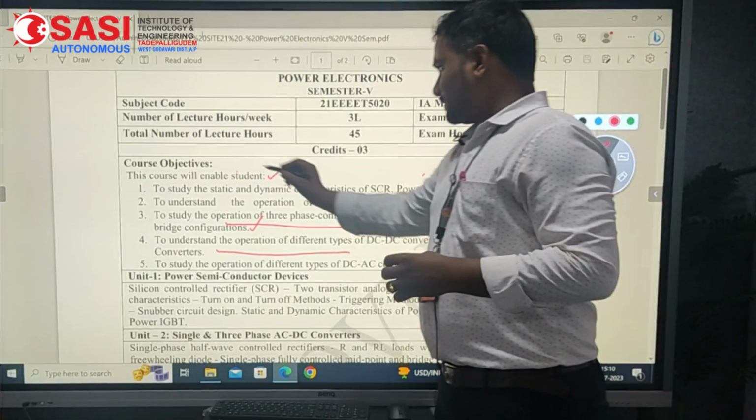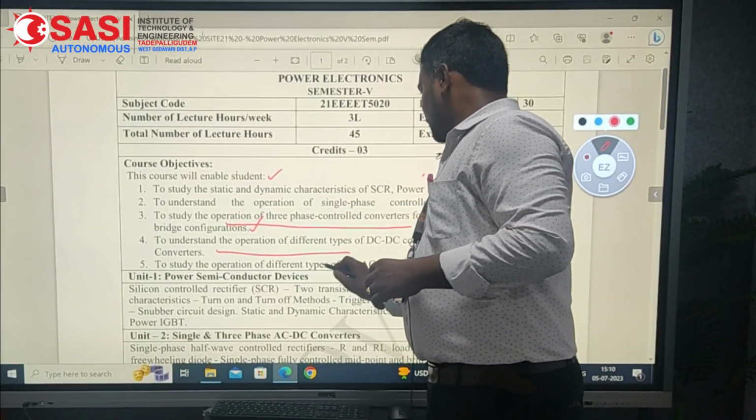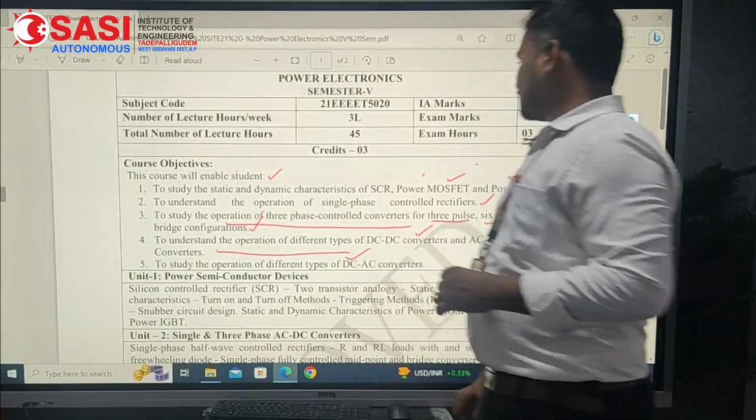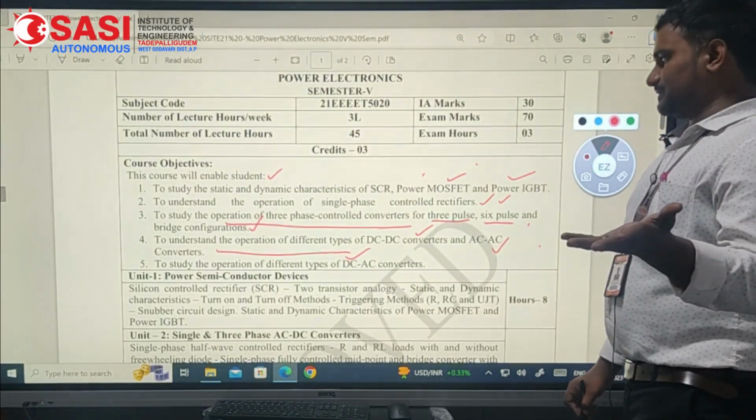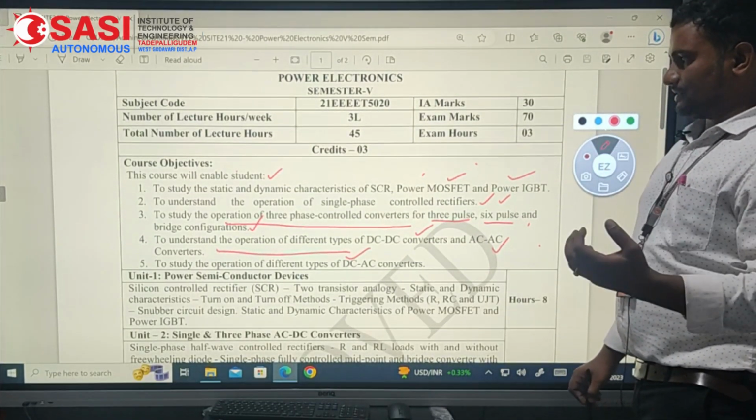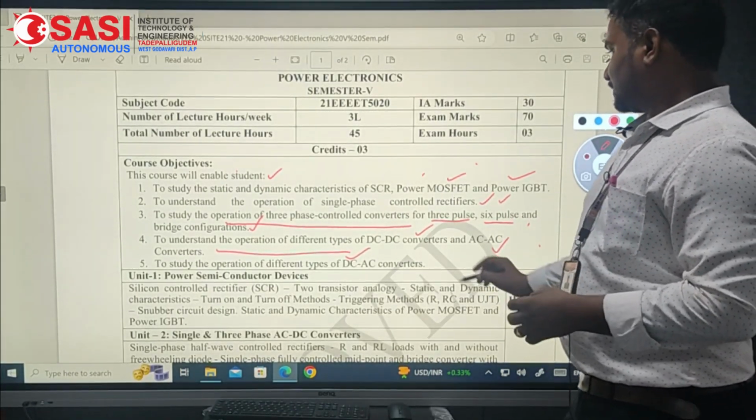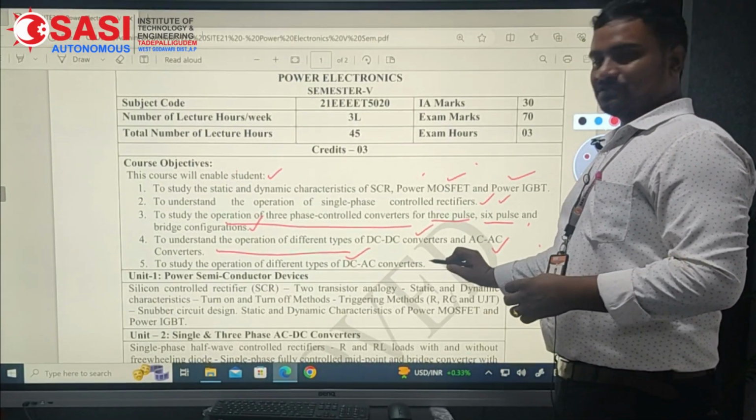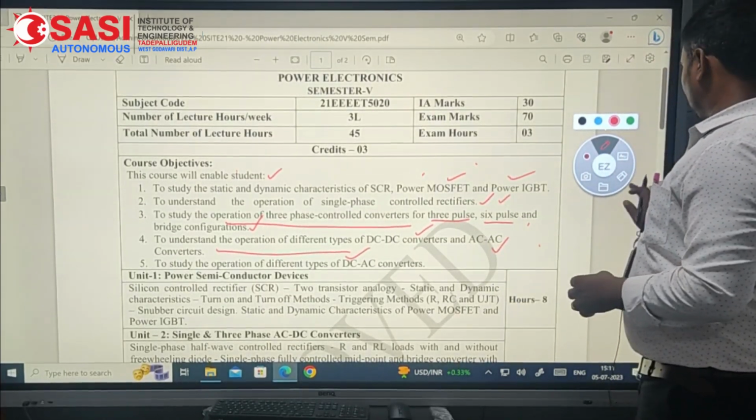And we'll move on to the fifth objective. In this we are going to study the operation of different DC to AC converters. Here a fixed DC is converted into variable AC. There are again series and parallel circuits and bridge circuits involved in these converter topologies, like DC to AC. And we will go module wise.